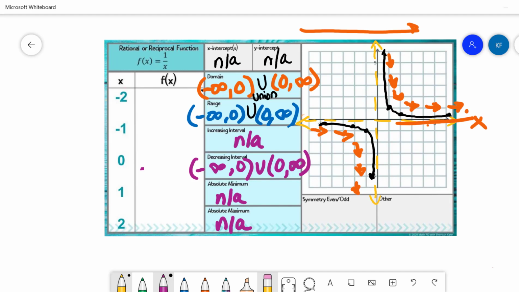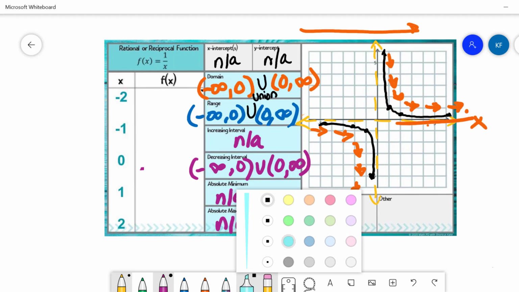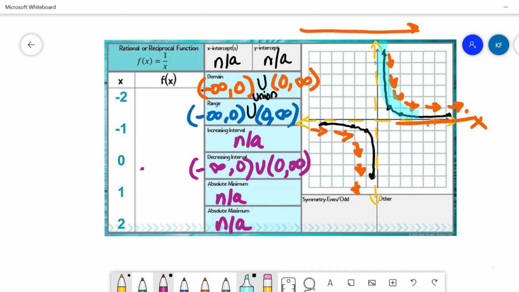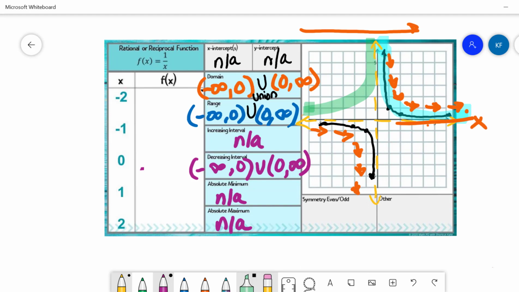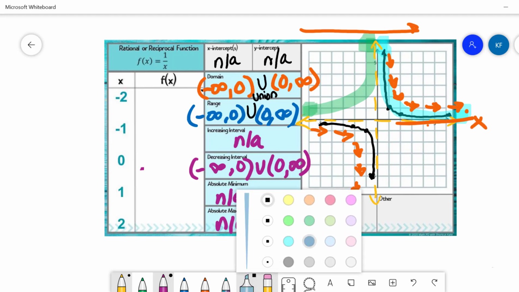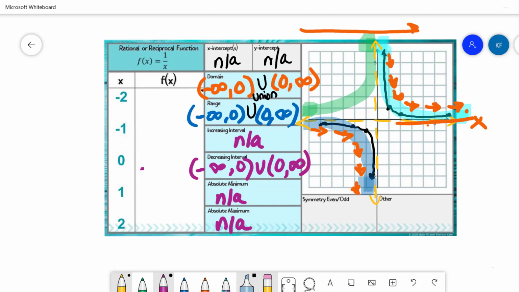Let's talk about symmetry. So if I take this part of the graph right here, and I flip it over the x-axis, and then I flip it one more time down. So this would be, if it was like this and there was a graph here, it would be even. But now I'm going to flip it down over the x-axis, and I do get the same image, so that is odd.